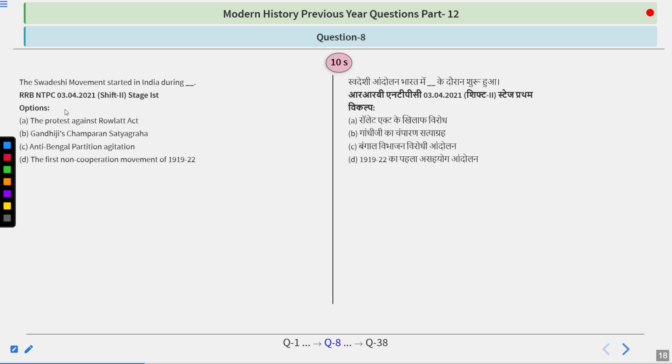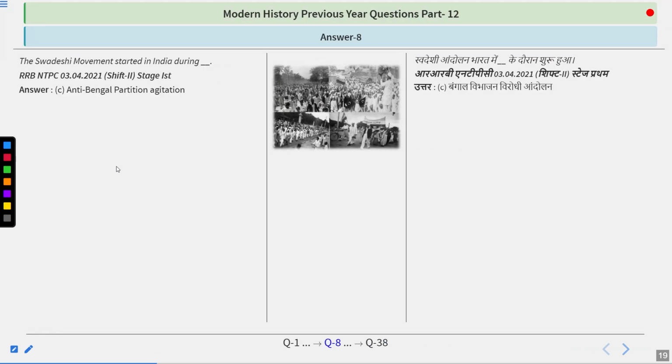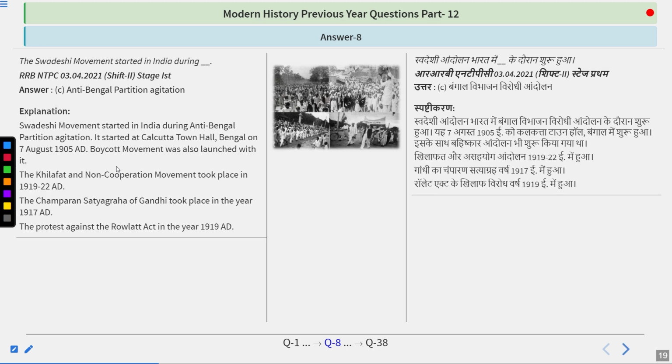Swadeshi movement started in India during the protest against Rowlatt Act, Gandhiji's Champaran Satyagraha, anti-Bengal partition agitation, first non-cooperation movement of 1919-1922. So take your time and think about it, guys. And I guess the answer is quite simple for you because the answer is anti-Bengal partition agitation. So Swadeshi movement was started in India during the anti-Bengal partition agitation.